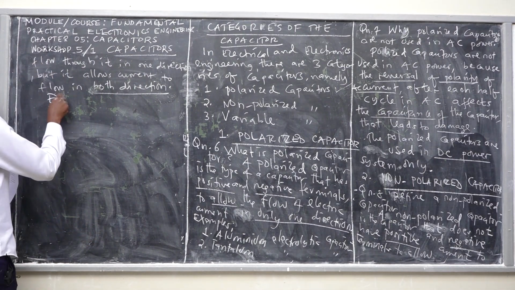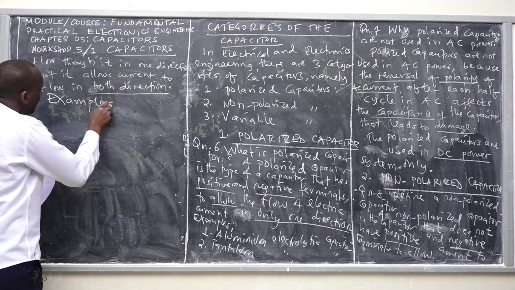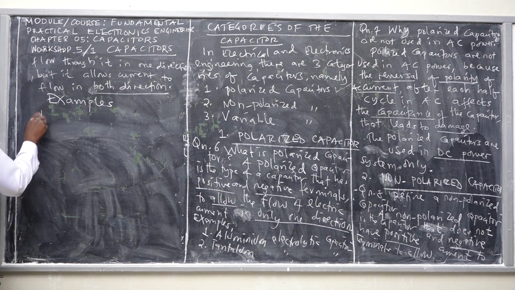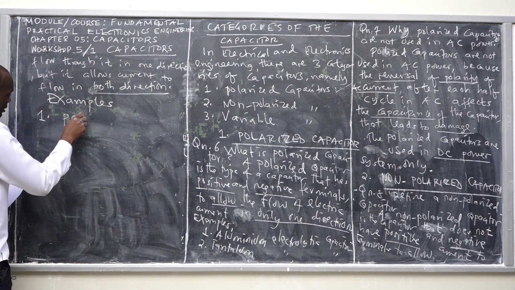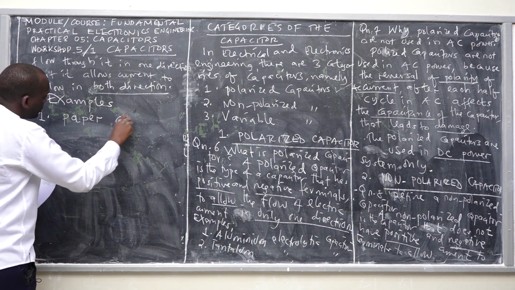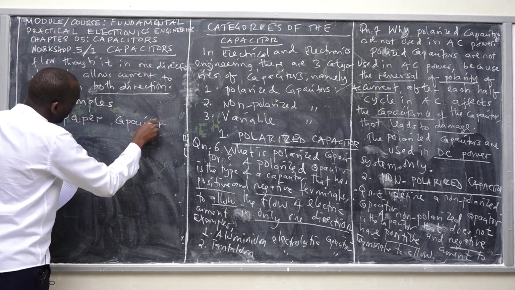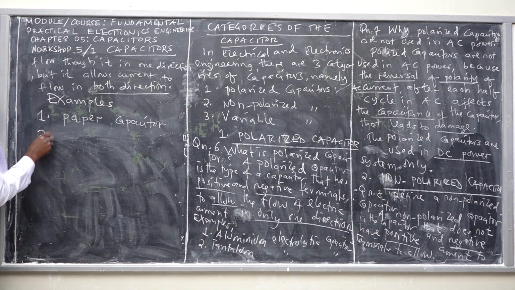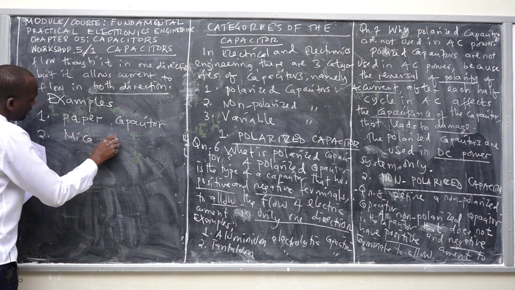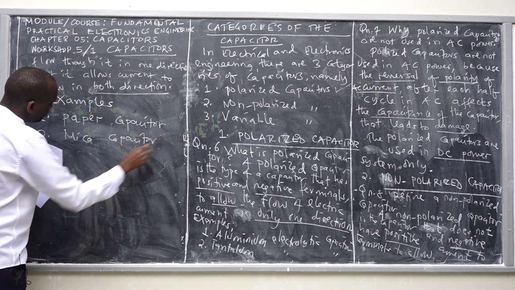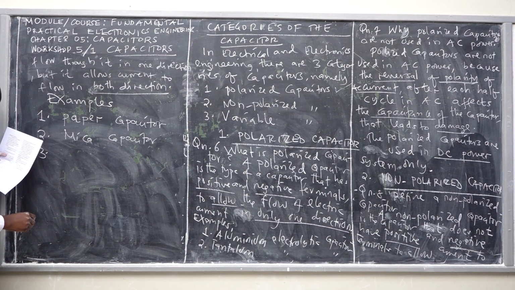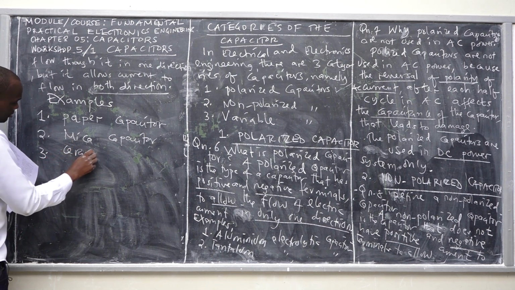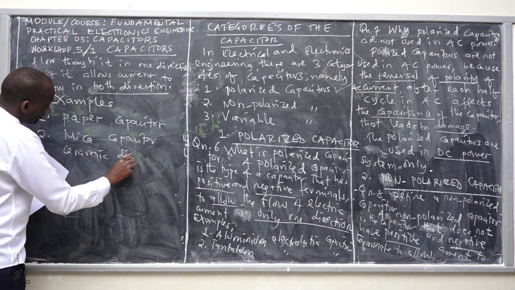So examples. The following are simple examples of non-polarized capacitors. The first one is the paper capacitor. Say paper capacitor. The second one is called the mica capacitor. The third one, we call it the ceramic disc capacitor.